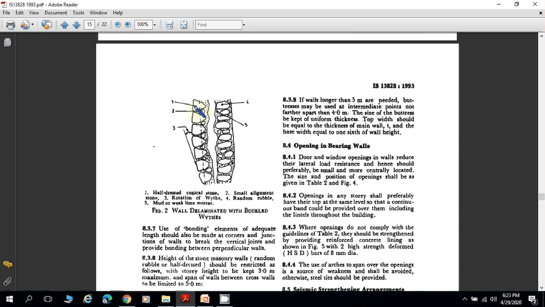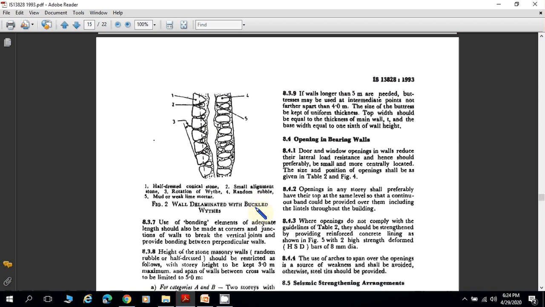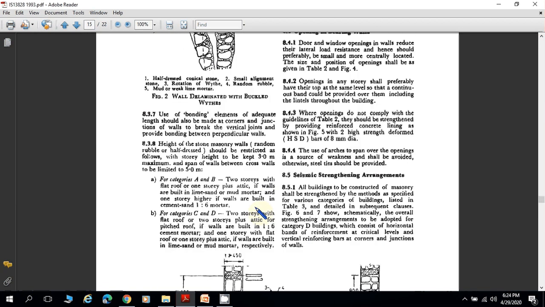So here the half dressed conical shaped stones are provided, in which small alignment stones are provided and the mortars are provided, and this is the rotation of this layer of stones. This is the pictorial view of random rubble masonry, in which mud or weak lime mortar is filled. So height of the building stone masonry walls. Here it is mentioned that category A and B type of buildings are provided with 2 stories with a flat roof and 1 story plus attic.